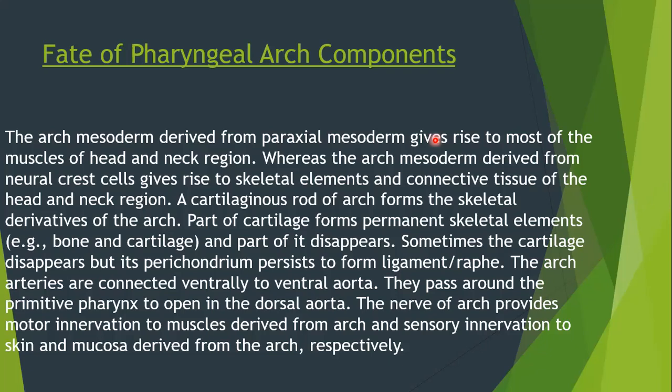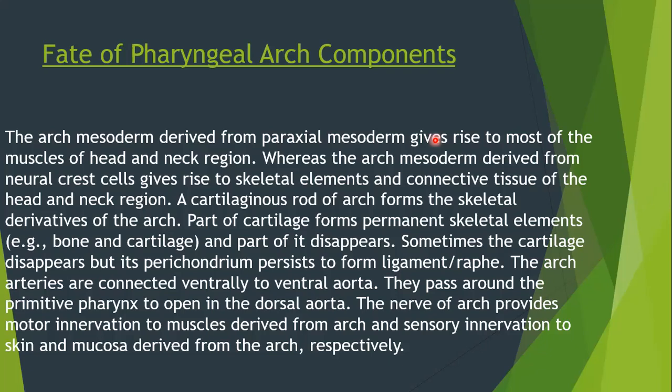And also, remember this cartilage is hyaline cartilage, and hyaline cartilage has a perichondrium. The perichondrium may persist to form a ligament or a raphe. Then the arch arteries are usually connected ventrally to the ventral aorta. Then they pass around the primitive pharynx to open into the dorsal aorta.